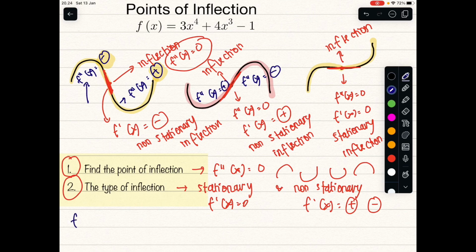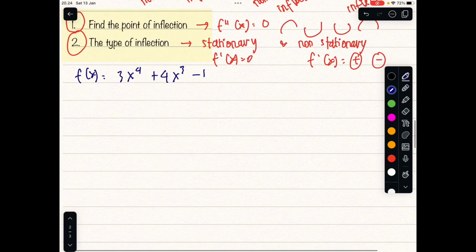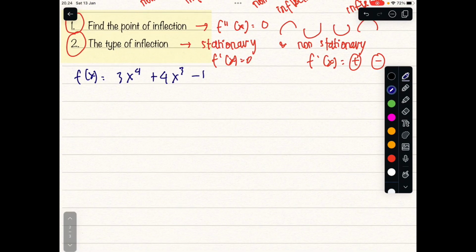Okay, let's write down. f(x) equals 3x to the power 4 plus 4x cubed minus 1. Okay, let's start, yeah? So to find the points of inflection, like what I said before, we need to have the second derivative equals 0. So let's find the first derivative first. Okay, so the first derivative is 12x to the power of 3 plus 12x to the power of 2, and then the minus 1 is gone, okay? Because the minus 1 is a constant, so it's going to be 0, yeah?